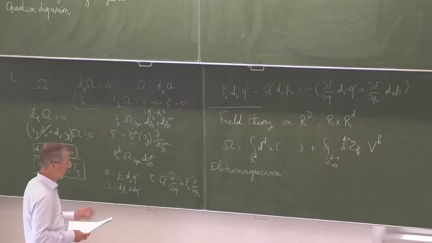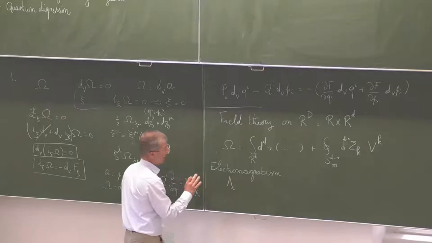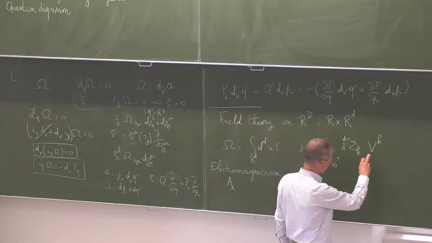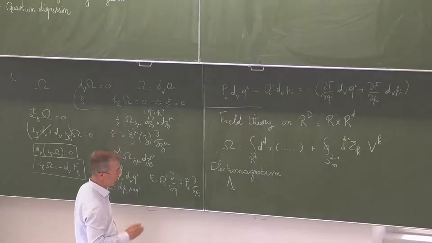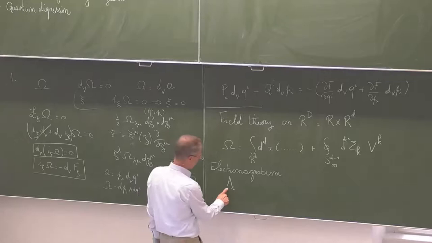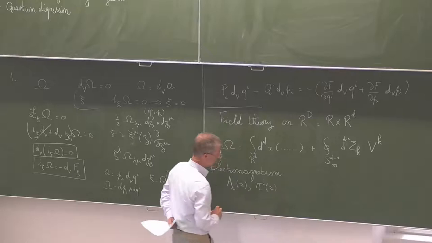The canonical variables in the case of electromagnetism are the spatial components. So when I'm dealing with field theory, spatial indices are Latin. So Latin indices refer to spatial indices. And once in a while, I might use Greek indices, and then Greek takes a value zero, and then 1 to d. Okay. So these are spatial indices. So the canonical variables of electromagnetism, so Maxwell theory, are the spatial components of the vector potential, A_i, and conjugate momenta, which I denote pi^i, and which you probably all know that these are the electric field.